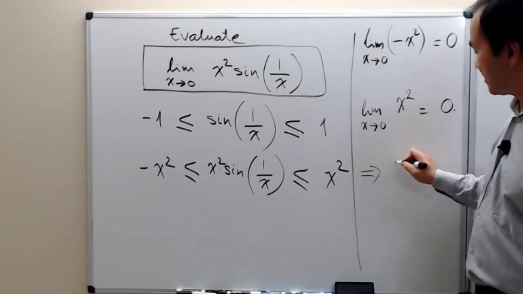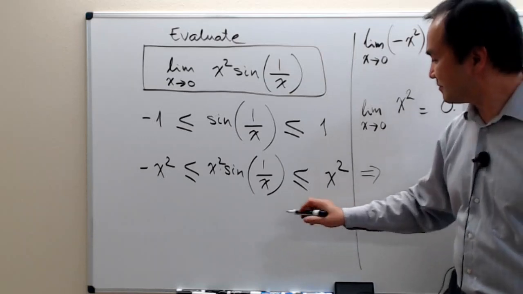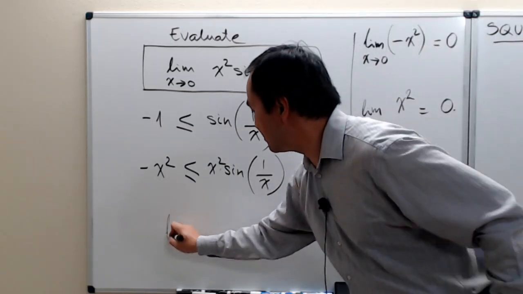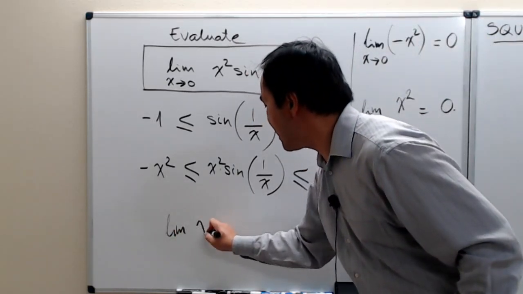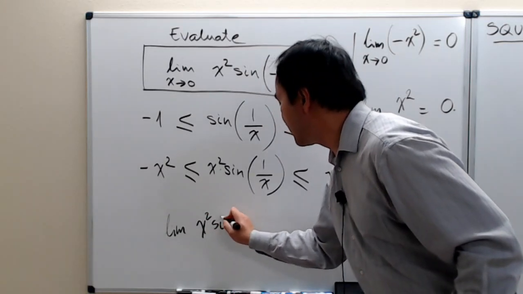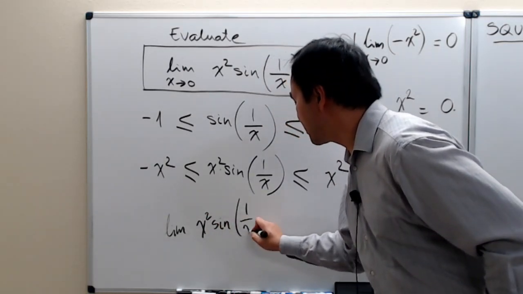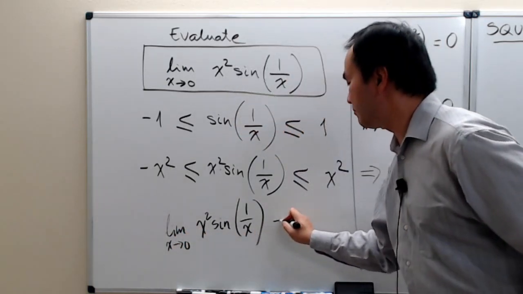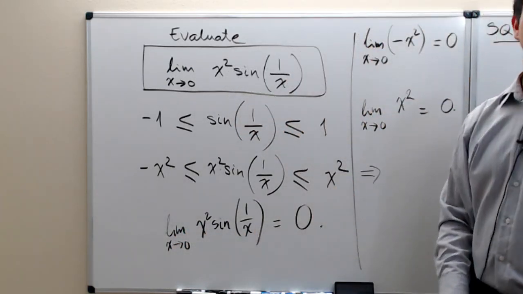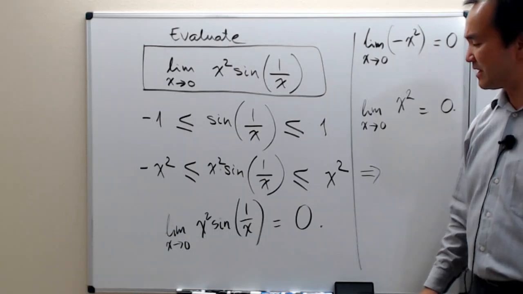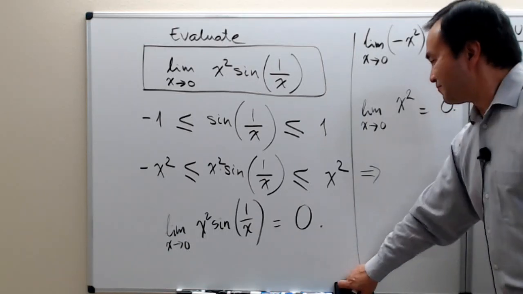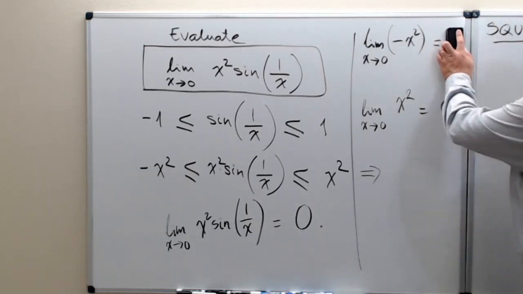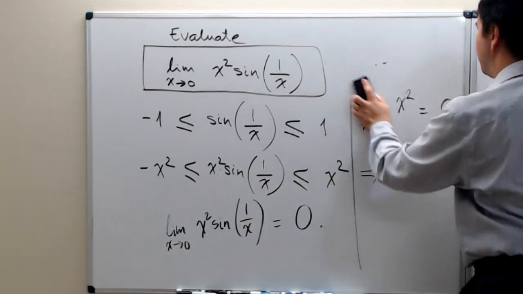Our limit, maybe let me get back to this board right here, the limit of this function x squared times sine of 1 over x will be guaranteed to be simply 0. Okay, so now that promotes the idea of our squeeze theorem.